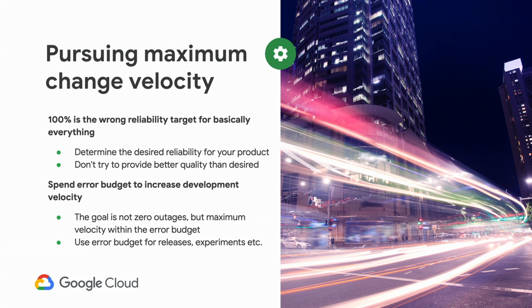So good change management is about pursuing maximum change velocity. In other words, it's about trying to make all software releases a routine process or a standard change, ITIL terminology for those who grok that kind of stuff, until we exhaust the error budget, and then we need to slow down a little bit.